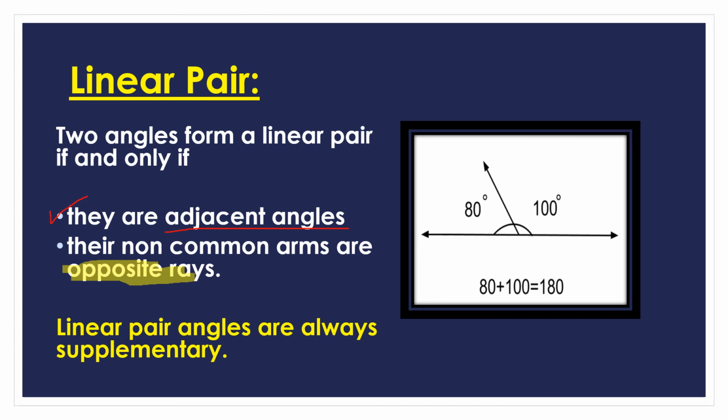All right. So the basic important thing which you need to understand between adjacent angles and linear pair is that in adjacent angles the non-common arms are on either side. There is no other condition, they can be in any situation. But in a linear pair the situation is that they have to be exactly opposite to each other.